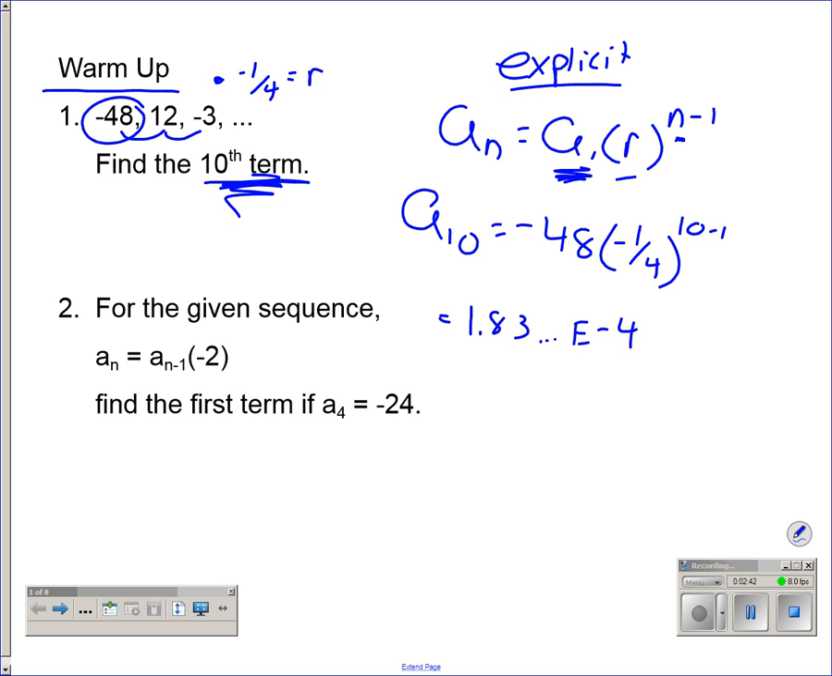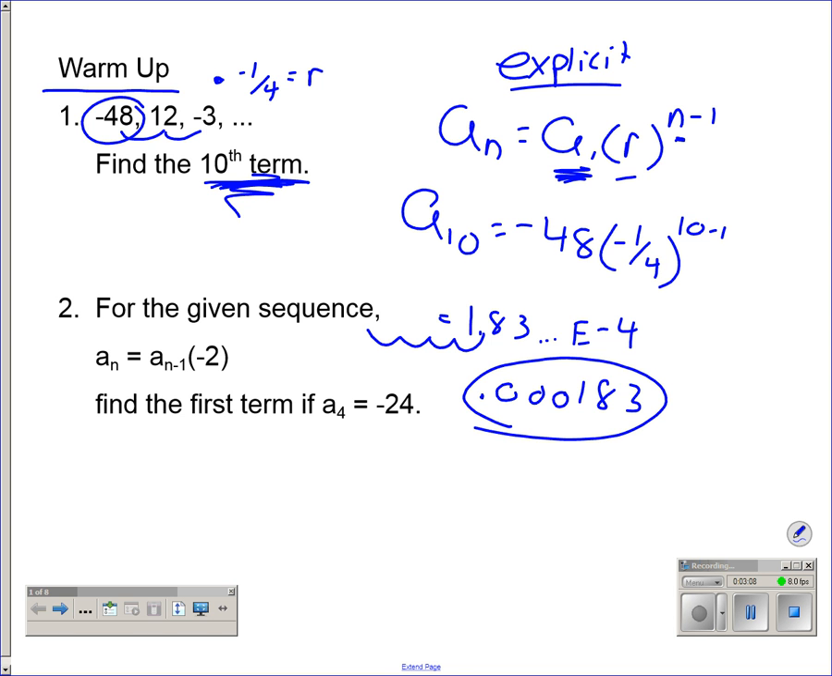But what that means is it's basically telling you how to move your decimal place. If it's negative 4, it means move your decimal place 1, 2, 3, 4 spaces. So really my final answer is 0.000183. And that should make sense. I mean, you're multiplying by a fourth each time, and you can even see it's going negative 48, 12, negative 3. It's going to keep getting smaller and smaller. It makes sense that it's that small of a decimal.